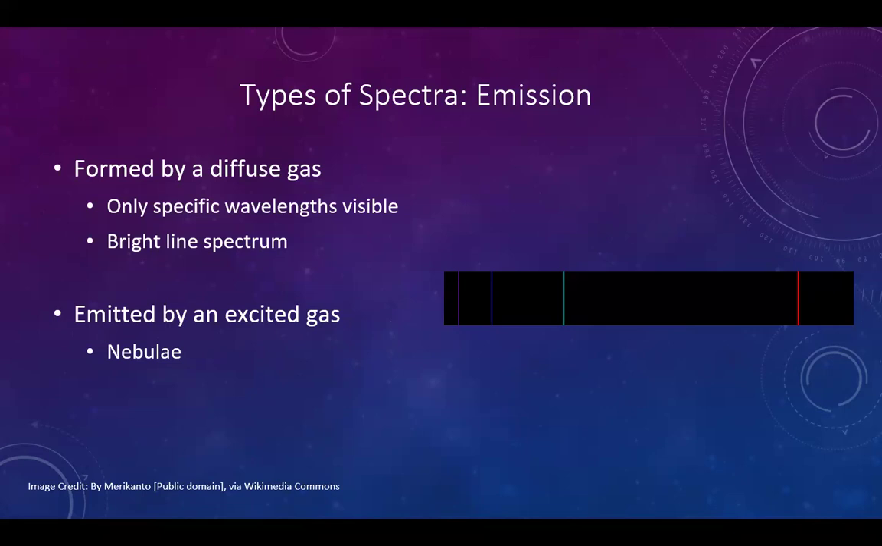But an emission spectrum will have just thin individual lines with emptiness in between. It's not all wavelengths, it's a handful of them. LEDs also look like this. So only specific wavelengths are visible. These are bright line spectrums. In general, they're emitted by an excited gas, like a nebula.